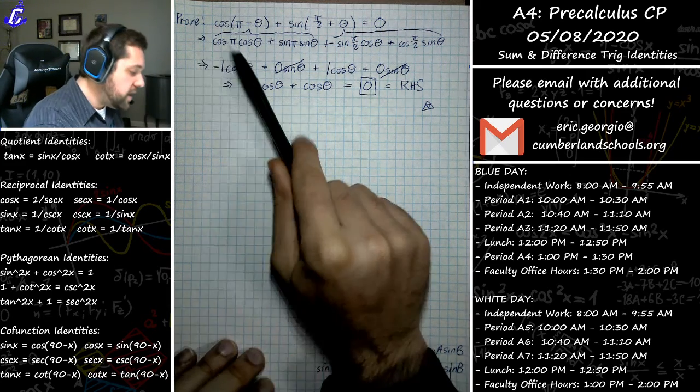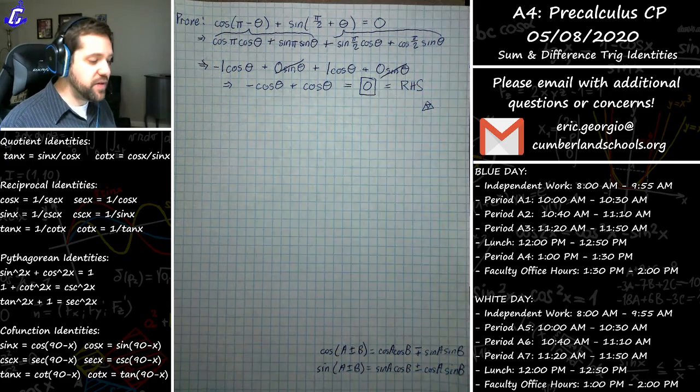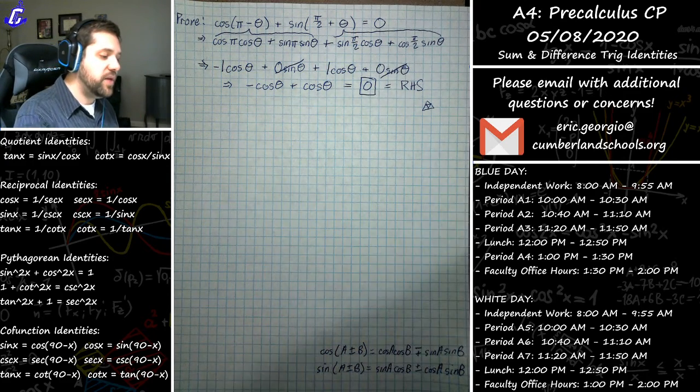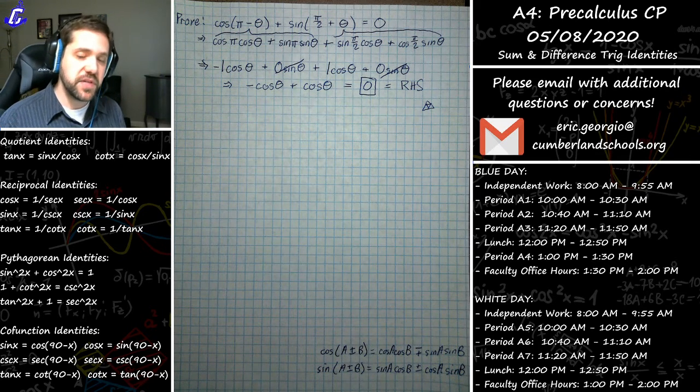Keep in mind, again, your unit circle exact values are super handy to have. Please make sure you have access to them. If you need another document of the unit circle exact values, it's on Google Classroom, so please make sure you have that.